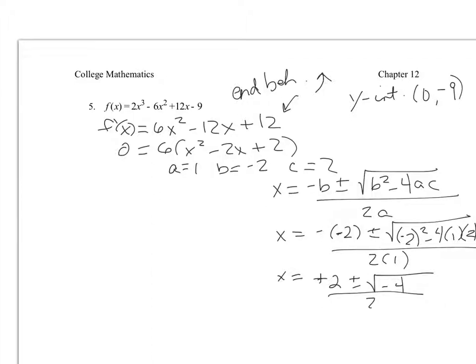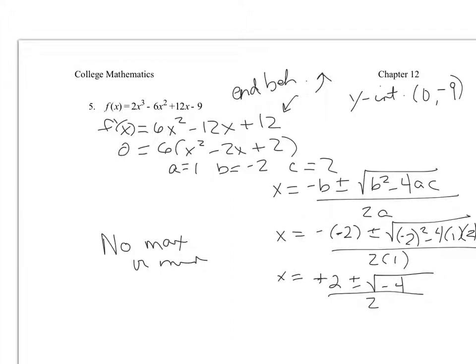What happens if I get a negative underneath the radical sign? Is that a real number? No. And if it's not a real number, we saw one kind of like this when we reviewed at the beginning. What does this tell me? Do I have any maximums or minimums? Okay, I have no max or min. In other words, this thing is either increasing on the whole thing or it's decreasing.